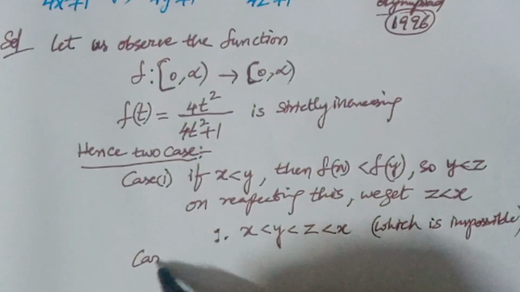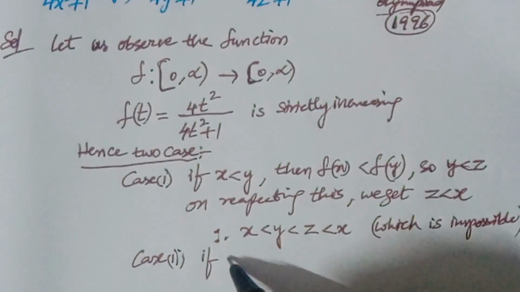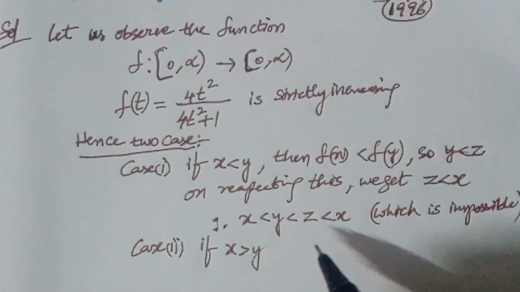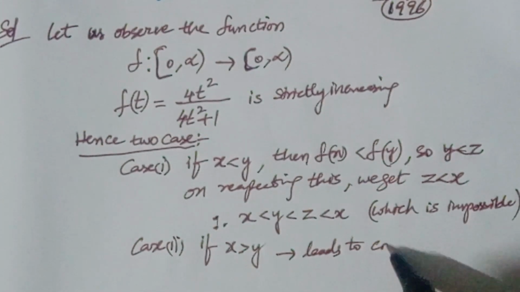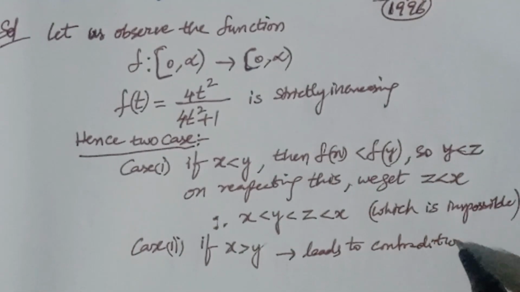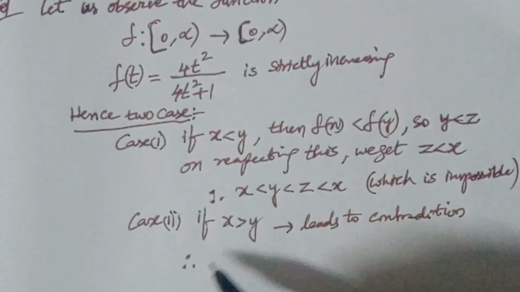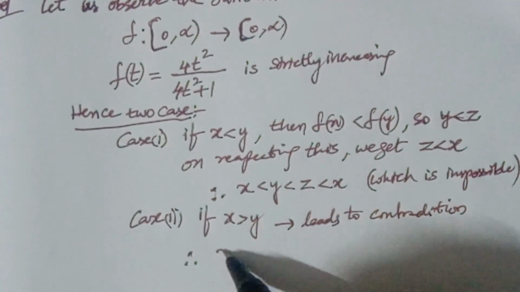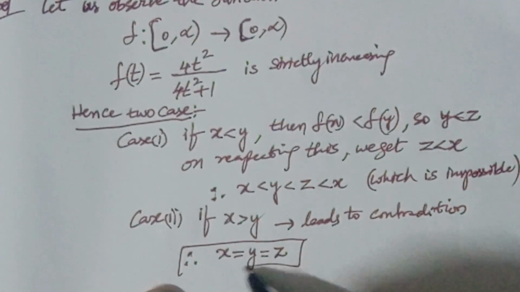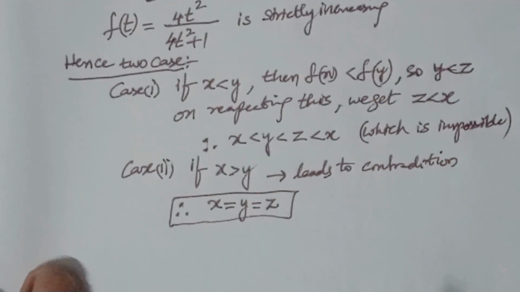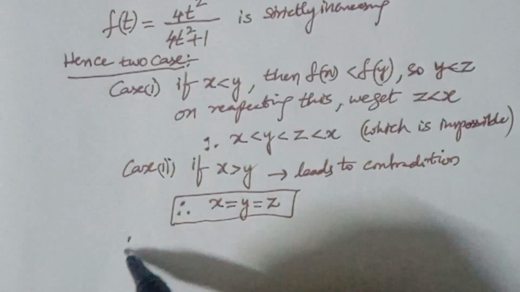Now case 2: if x is greater than y, it already leads to a contradiction. So x cannot be greater than y. There is only one chance: x should be equal to y, and y should be equal to z. x cannot be greater than y, x cannot be less than y. Now, by solving, is any other condition there?